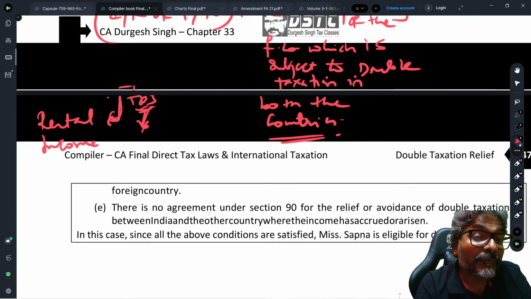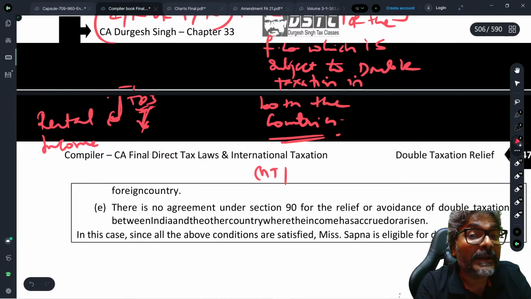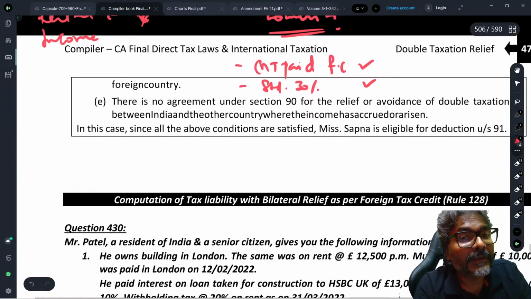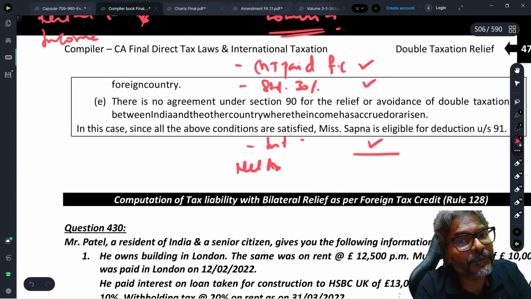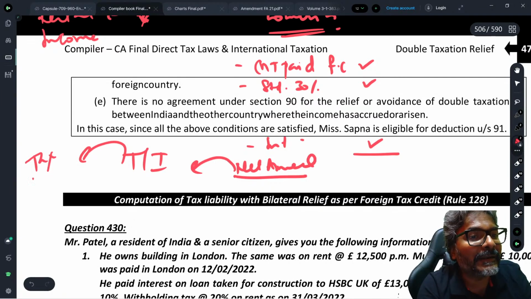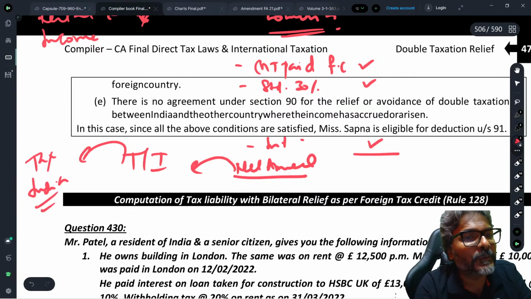And in India, we get deduction of municipal tax paid. So whatever municipal tax is paid in the foreign country, you will get deduction of that. Whatever is the standard deduction, 30% of NAV, you will get deduction of that. And also, if there is any interest, you will get deduction of that. So my point is that this is the net annual value. This net annual value is going to be a part of the total income. And on this total income, the tax would be paid in India.